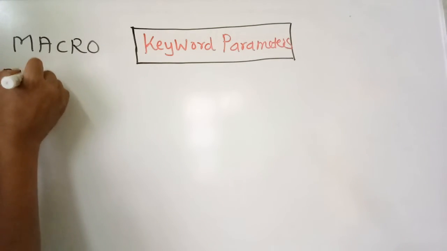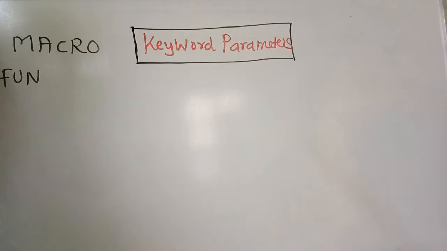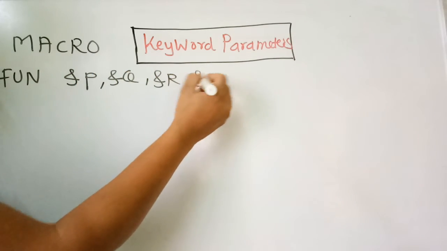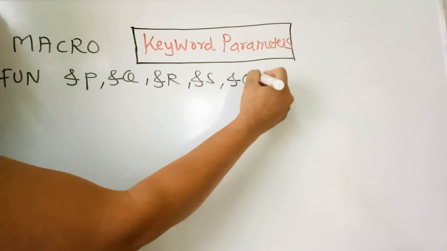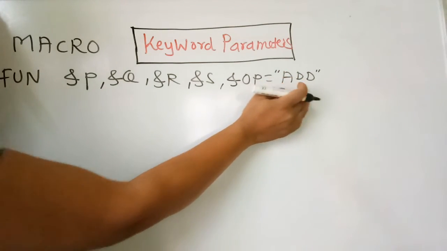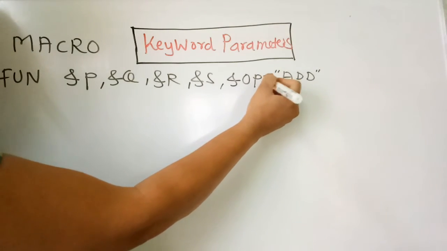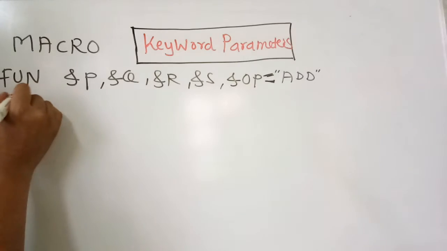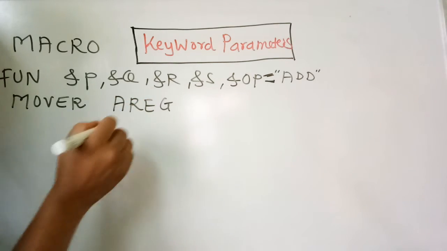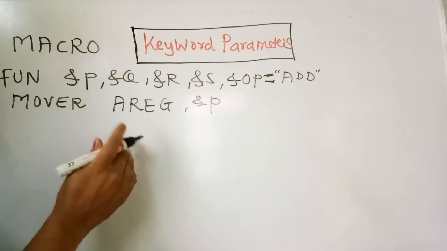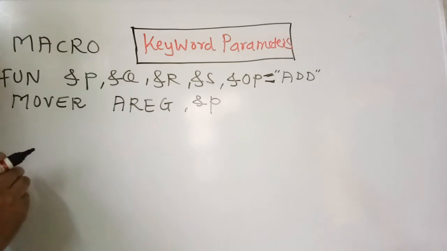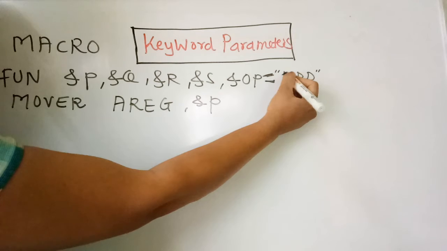Then there is a function, and it has different keyword parameters, which are ampersand p, q, r, s, and ampersand operand having the value add. When it is specified like equal to add, it has the default value. Now, for example, you are writing the procedure: move register A to ampersand p. You are shifting the value to register A, and then you specify here ampersand operand equals add.